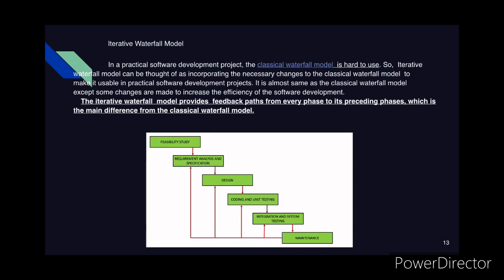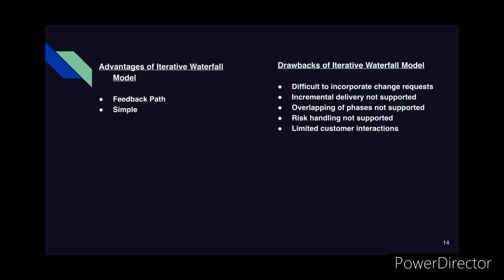But here, in the first development process, we have to go through all the phases. After the final software is delivered to the customer, at the maintenance phase, we can go back to the previous phases according to the feedback given by the customer. So what are the advantages of the iterative waterfall model? That we have a feedback path and it is very simple.